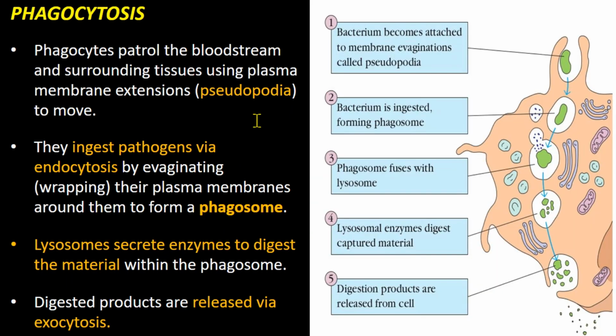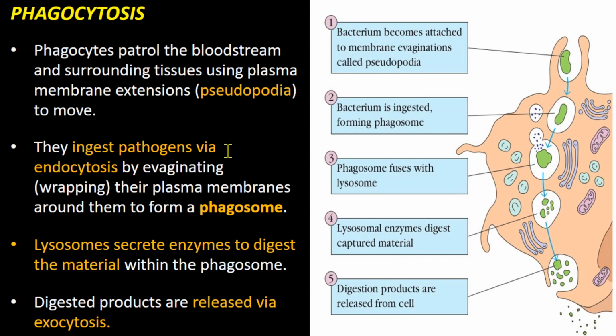So what happens during phagocytosis? Phagocytes patrol the bloodstream and surrounding tissues using plasma membrane extensions or pseudopodia. Pseudopodium is Latin for false foot. Basically what it does is that it extends pieces of its plasma membrane in order to move. Think of it like it's crawling through the bloodstream.